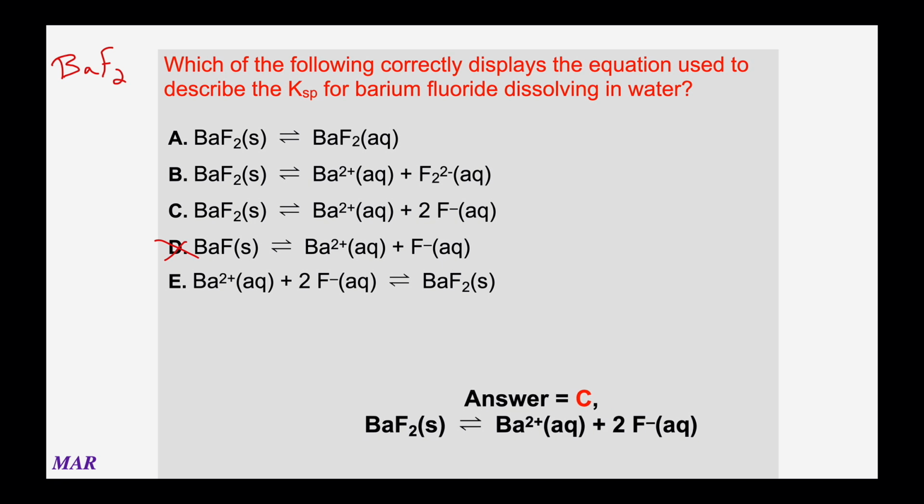It's got the solid on the reactant side. It has the ions that make it up on the product side. Fluoride is individual F minuses, so there's going to be 2 of them. You're good to go. Answer E is close, but reactants and products are reversed. That would be like 1 over Ksp, which might be interesting. But for a true Ksp expression, solid on the reactant side, ions that go into it on the product side.